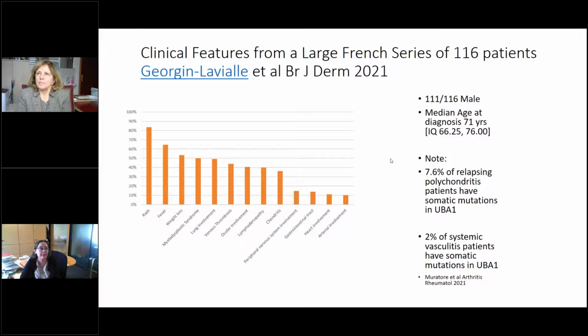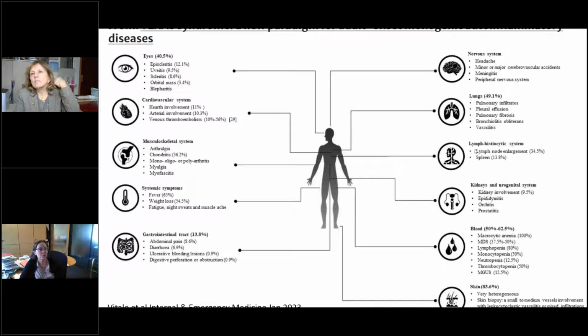The best series of clinical features comes from Sophie-Georgienne Laval, who described a series of 111 French patients and described symptoms including rash, fever, weight loss, myelodysplasia, lung involvement, a tendency to venous thrombosis, chondritis, and also peripheral neuropathy and cardiac involvement. This is summarized in quite a nice review paper from Vitali et al., which was published in January of last year, and which summarizes the different symptoms here.